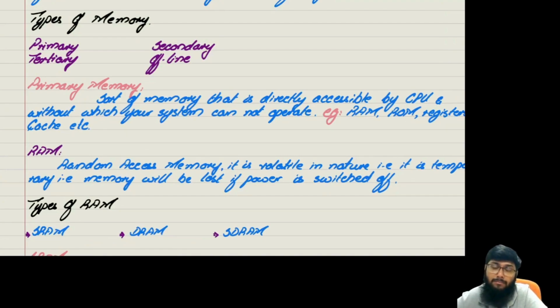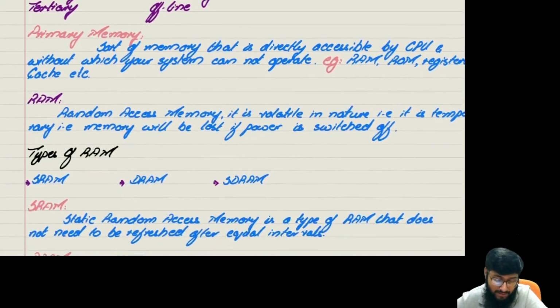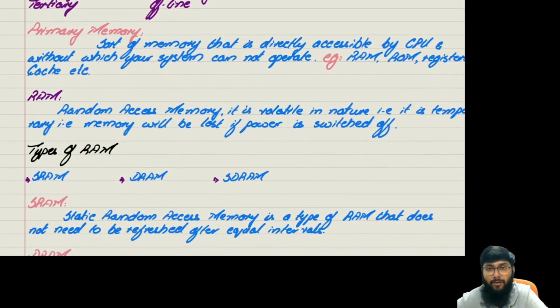Now coming towards the primary storage. As we just discussed, it's a type of memory without which your system cannot operate, and we discussed that there are a few things, for example RAM is there, ROM is there, register is there, and cache is there. So we will be learning about each of them one by one.